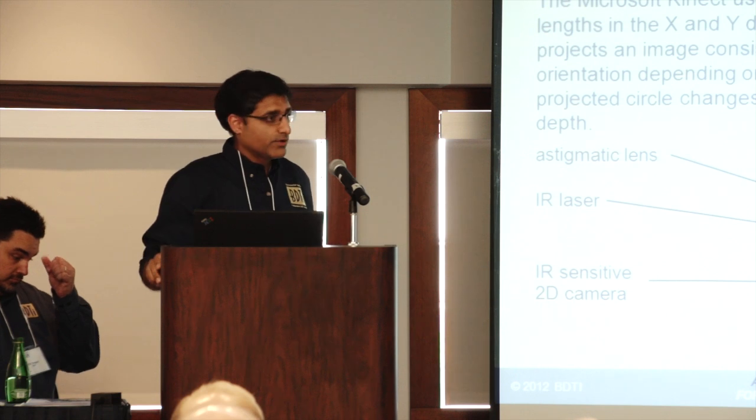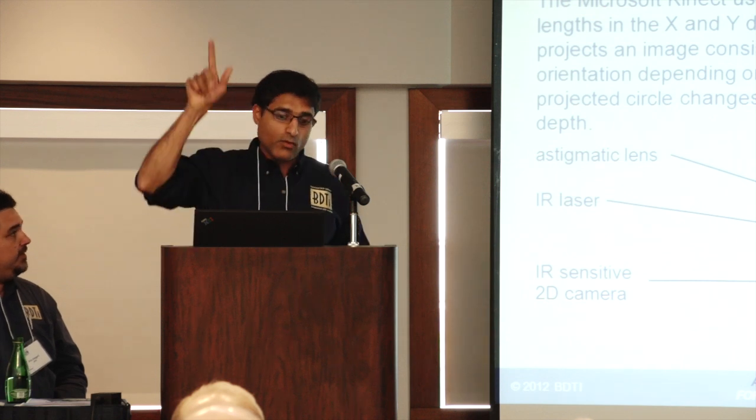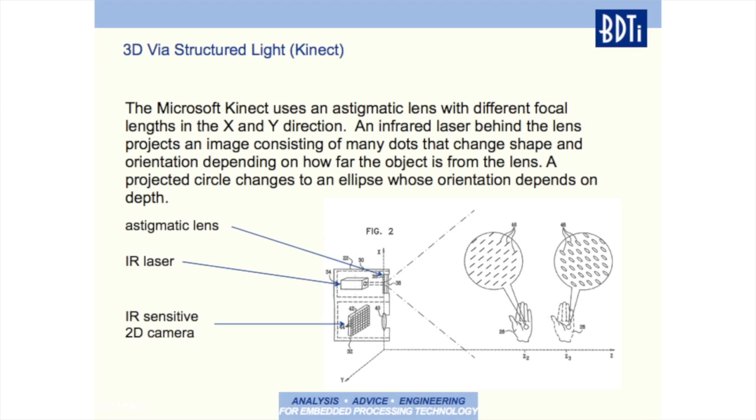Now the Kinect in particular uses an astigmatic lens with different focal lengths in the X and the Y direction, and it projects an image of a bunch of dots, as you saw in the previous slide. They change their shape and orientation depending on how far away the object is from the lens. Because the lens is astigmatic, circles show up as ellipses, and the orientation of each of those ellipses is proportional to the depth. So the processing system behind the Kinect can make sense of all these rotated and oriented ellipses.